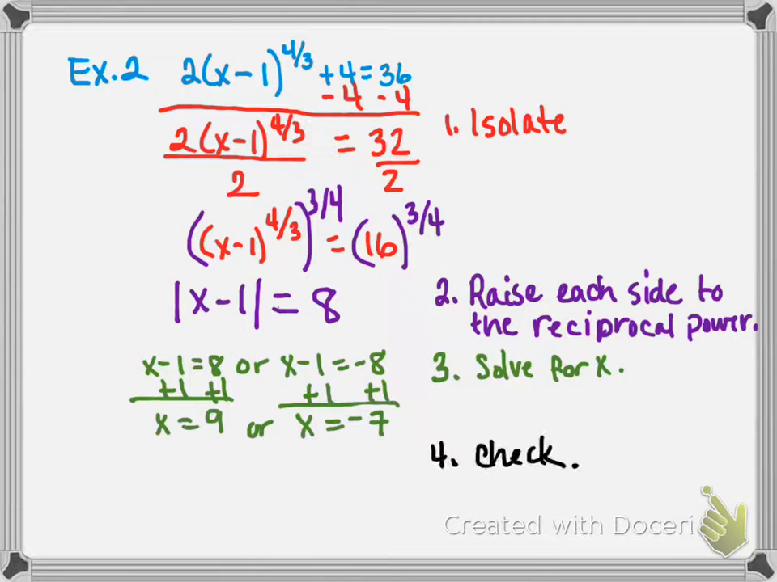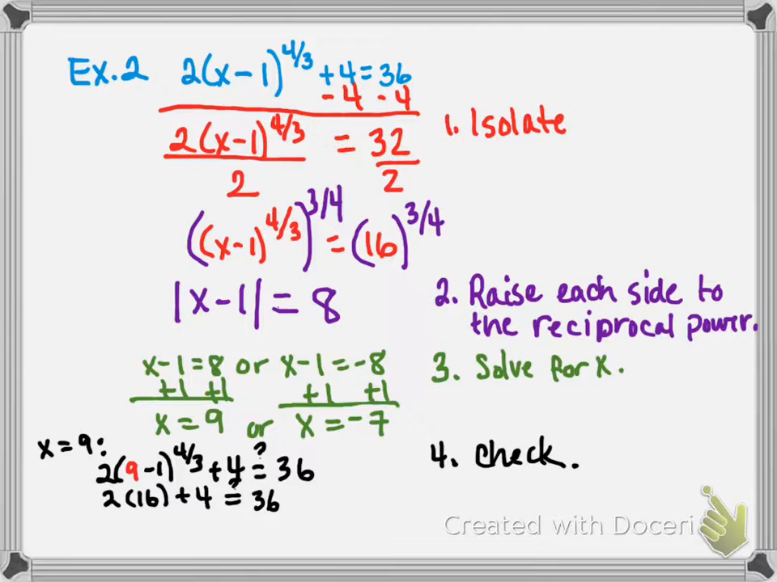Let's check both of these. So let's check 9 first. Starting with the original equation and substituting 9 for x, does 2 times the quantity of 9 minus 1 raised to the 4/3 power plus 4 equal 36? 9 minus 1 is 8, raised to the 4/3 is 16, so this becomes 2 times 16 plus 4. Does that equal 36? 32 plus 4, does that equal 36? Yes, 36 equals 36. So x equals 9 checks out.